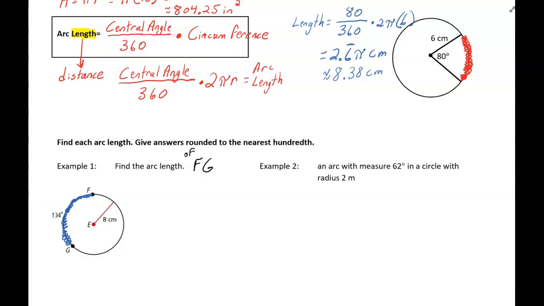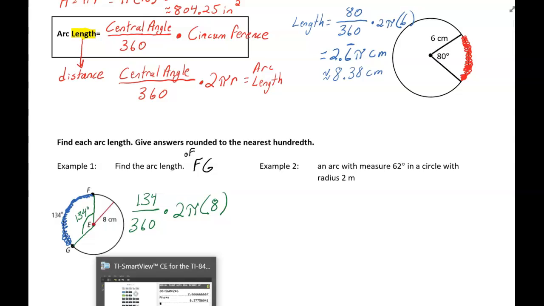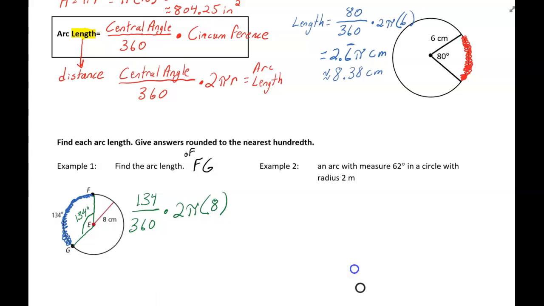So if you were to draw in the radii, you know from our previous unit that that central angle is 134 degrees. So we're going to say 134 degrees over 360 times 2 times pi times the radius. And then on our calculator, we're going to type in 134 divided by 360 times 2 times 8. And when you do that, you get 5.95 repeating pi, and the unit would be centimeters.